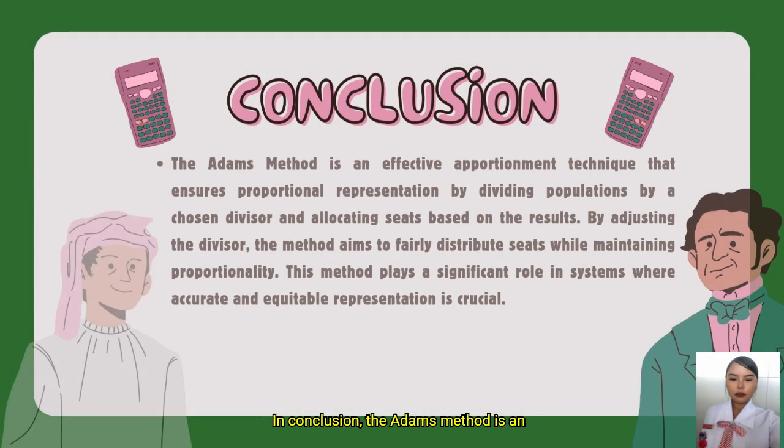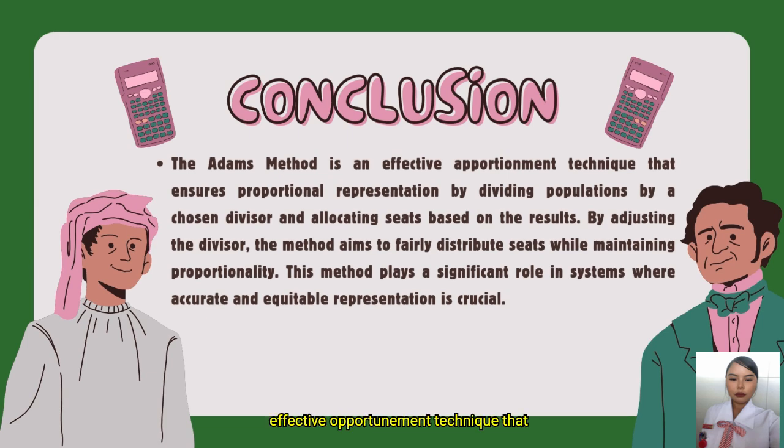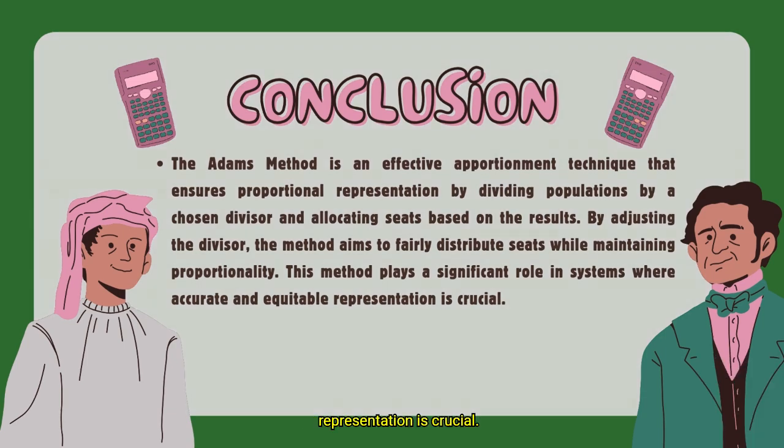In conclusion, the Adams method is an effective apportionment technique that ensures proportional representation by dividing populations by a chosen divisor and allocating seats based on the results. By adjusting the divisor, the methods aim to fairly distribute seats while maintaining proportionality. These methods play a significant role in systems where accurate and equitable representation is crucial.